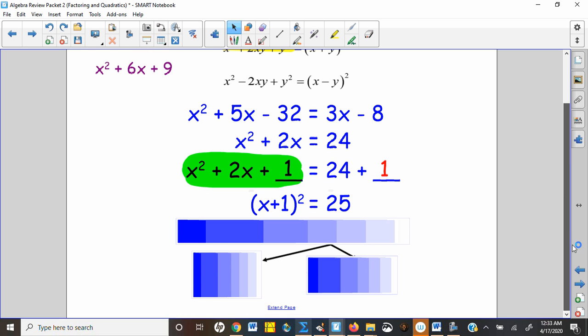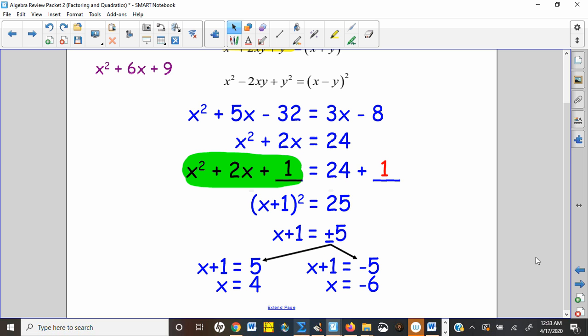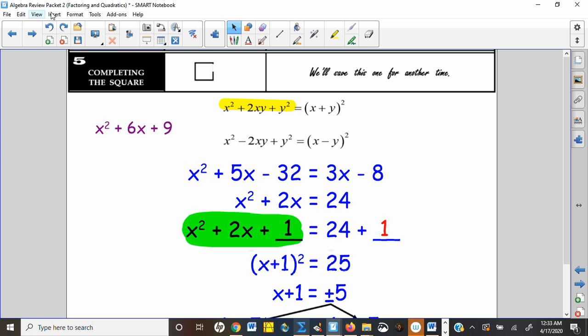Now here's how you use this method to solve. The opposite of squaring is square rooting, so I take the square root of both sides. Be careful that you don't forget that 25 square rooted is plus or minus 5. And now I just have to subtract 1 from positive 5 and subtract 1 from negative 5 to get the two answers. So that's the method called completing the square.